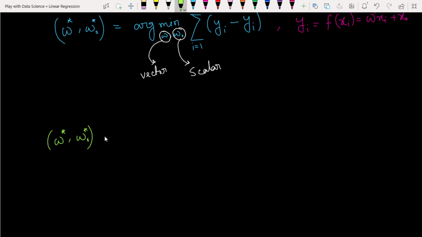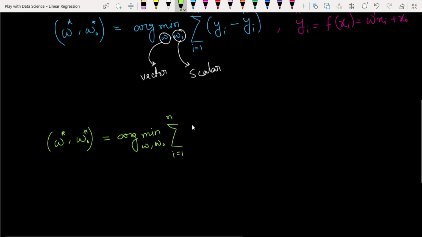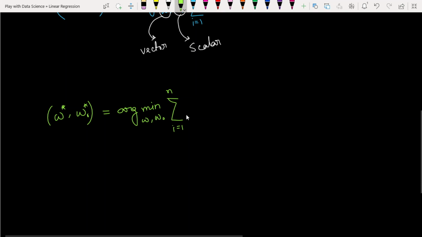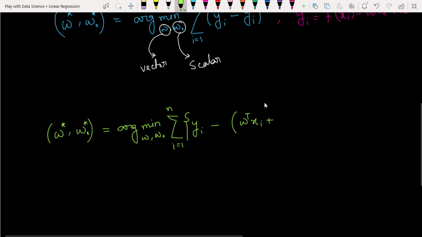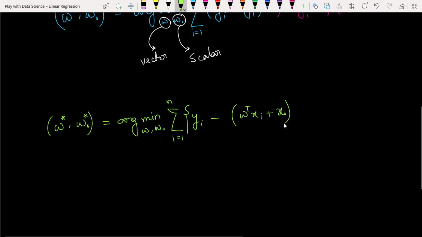We have to find this optimal value by using argmin of W naught, by summation i equals 1 to n. N means what? The number of data points in our training set. That is, yi minus (W transpose xi plus W naught), okay, this squared.